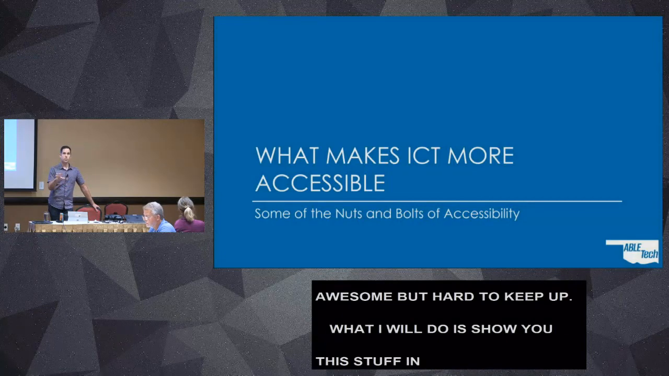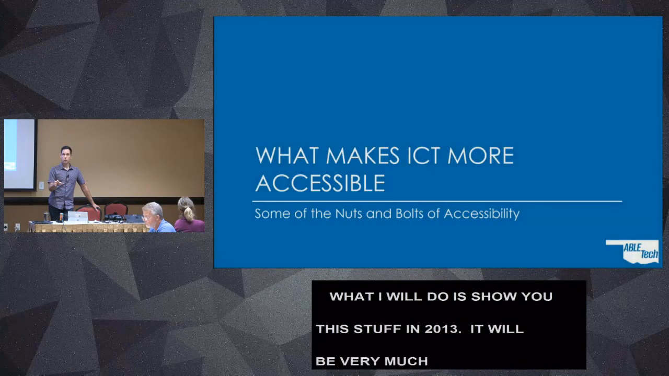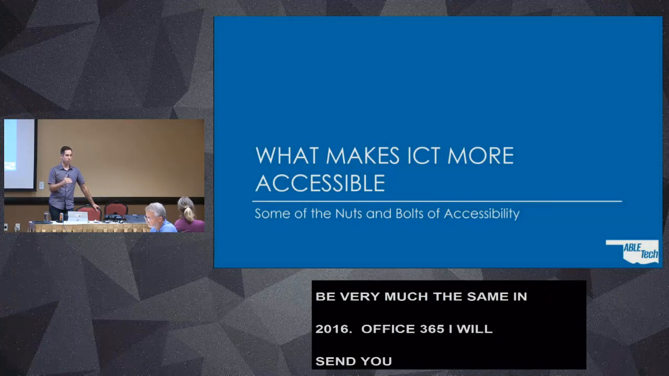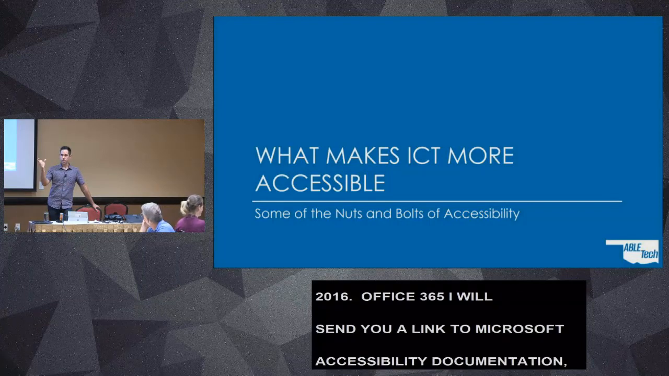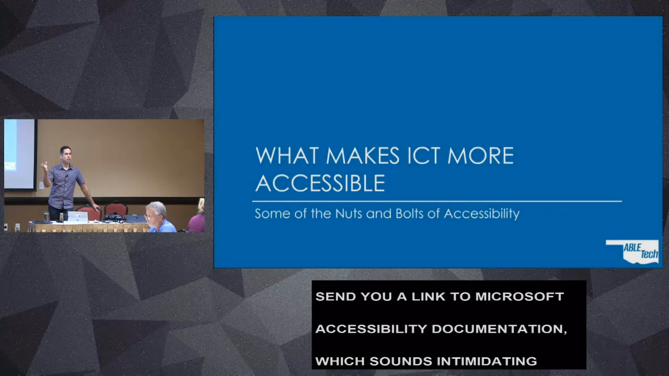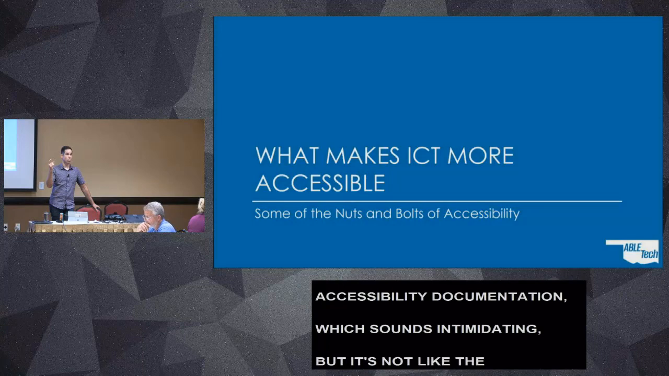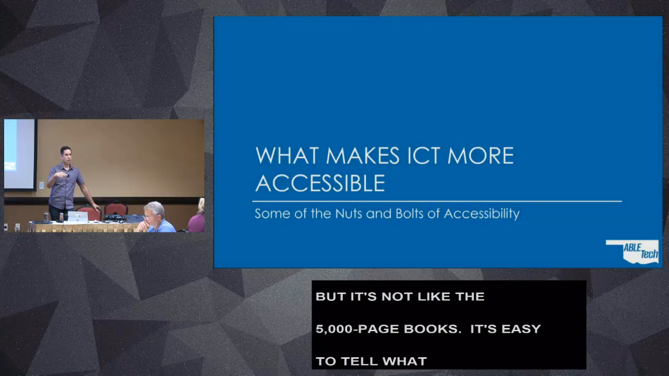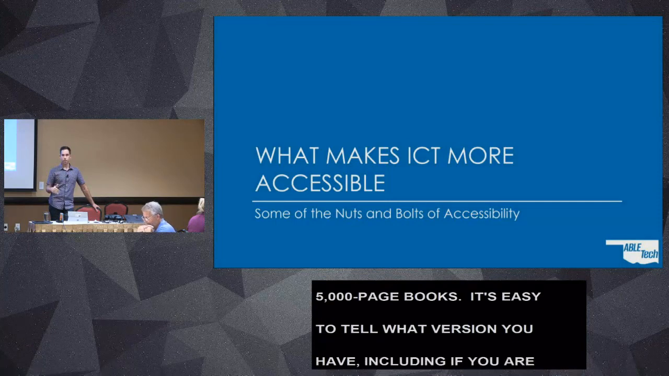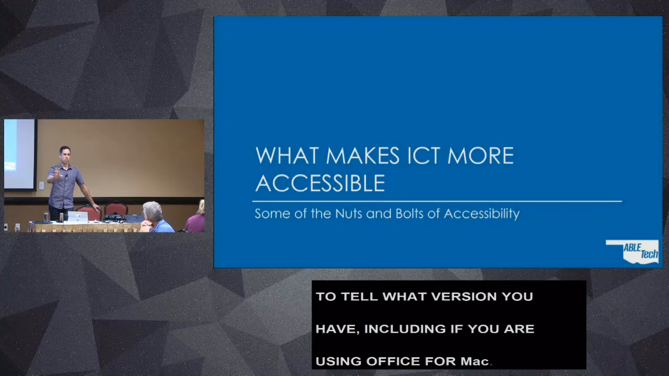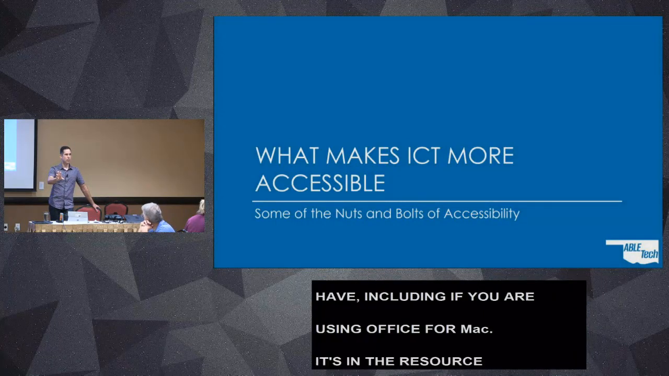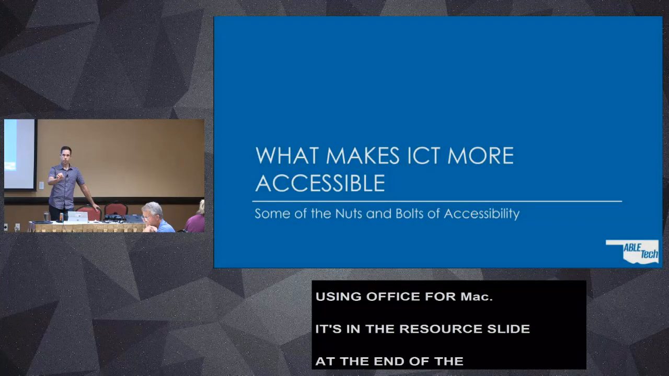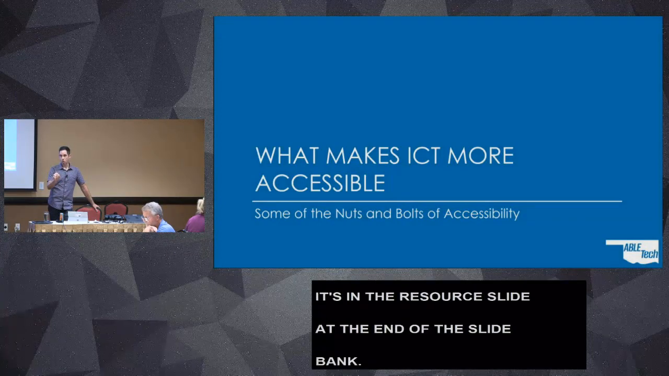It's going to be very much the same in 2016. In Office 365, I'm going to send you a link to Microsoft's accessibility documentation, which sounds really intimidating, but it's not like the 5,000-page books that they used to hand out. It's really easy to search. It's easy to tell it what version you have, including Mac versions, for those of you who are using Office for Mac, and then get into how do I do this stuff. It's in the resource slide at the end of the slide deck. That's your portal to Microsoft's information, which does stay super, super current.